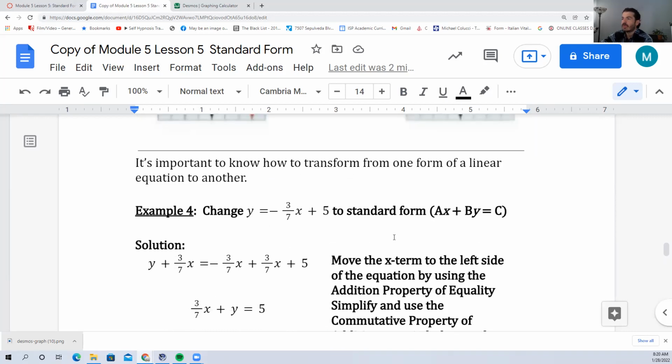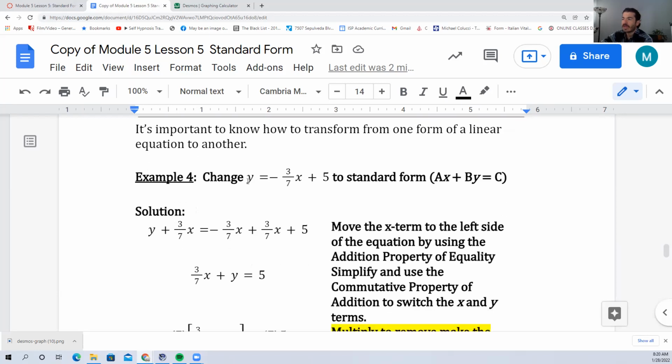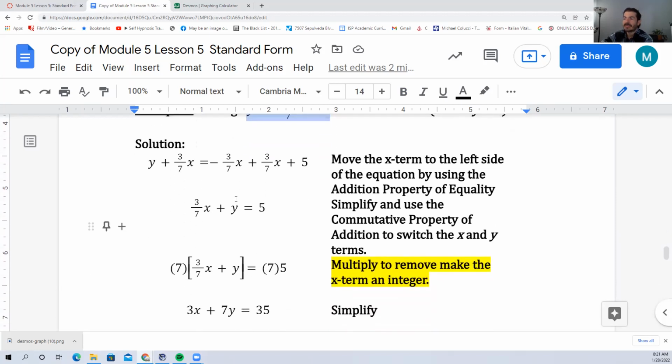It's important to change from one form of a linear equation to another. So here they have a line in slope intercept form, and they're going to change it into standard form. This is mx plus lowercase b, which is different than uppercase B. So let's see the math that they do. The first thing it looks like they did was add positive 3/7x to both sides to get rid of the x on this side and bring it over here. And then they had this fraction. Technically, you are in standard form with 3/7x plus 1y equals 5.